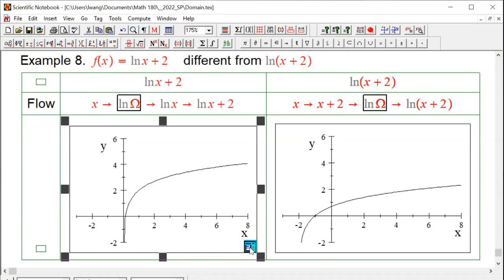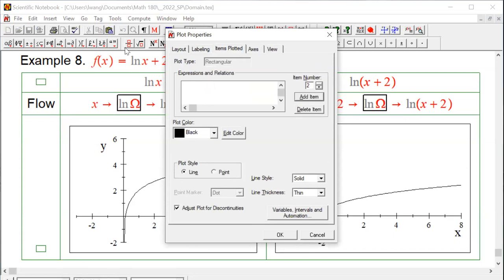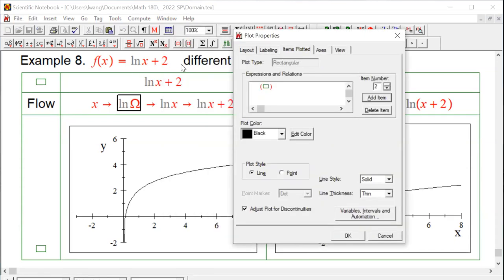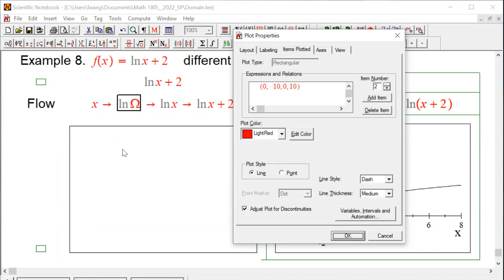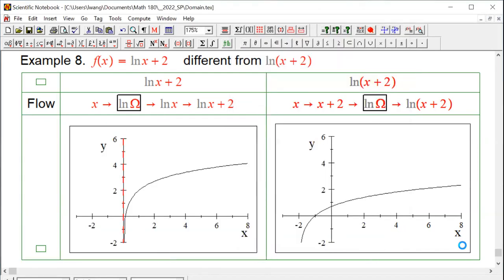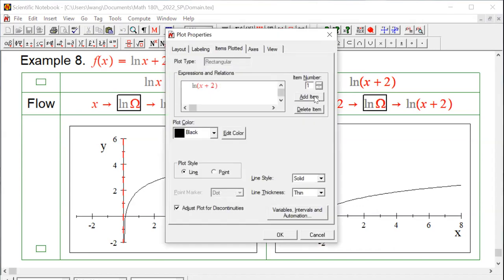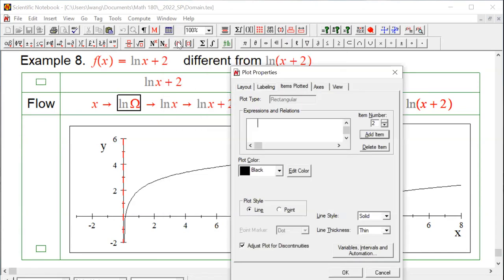Their vertical asymptotes are different. This vertical asymptote is the y-axis. Okay, so if I'm going to draw the vertical asymptote for you. Oops. Okay, that's the vertical asymptote. I'm going to make it a red broken line, a little bit thicker, medium. So that's the vertical asymptote. On this one, you can see that the vertical asymptote is at a different place.